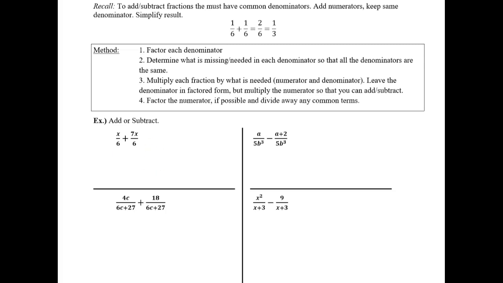So in this first example here, we have x over 6 plus 7x over 6. They already have the same denominator. We add the numerators. So x plus 7x would be 8x. This denominator stays the same. When we add them, the denominator doesn't change. Then if we can, we divide out any common factors. So I see a 2. I can divide out a 2 from the numerator and denominator and get 4x over 3. And that's as far as we can go.